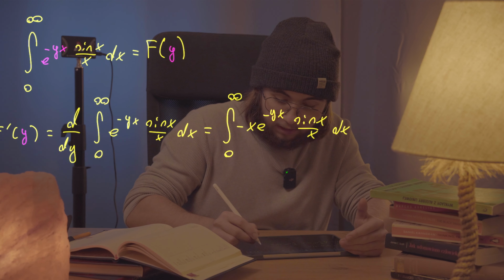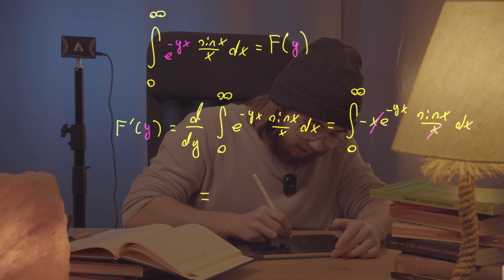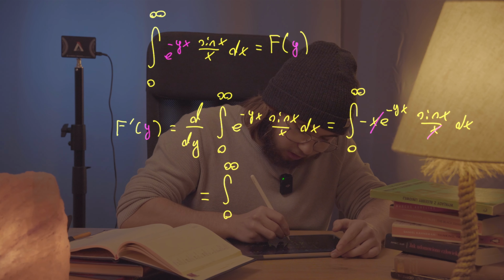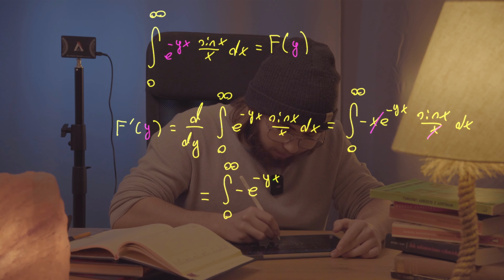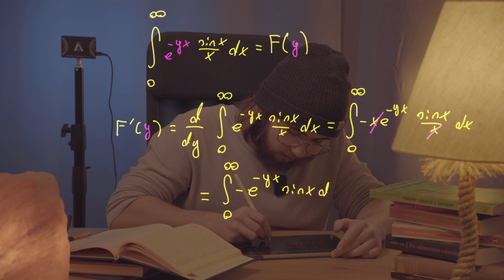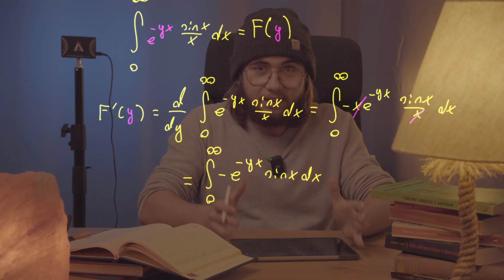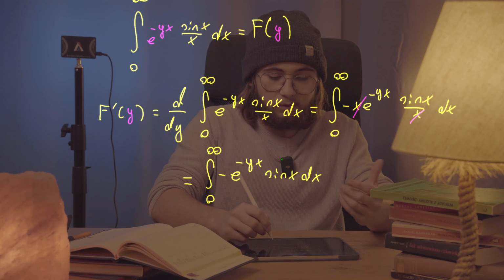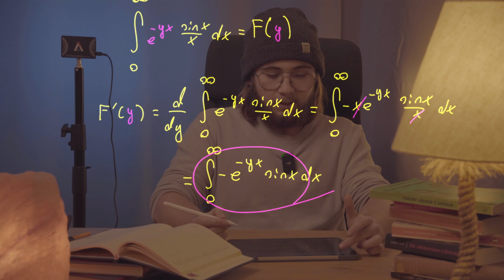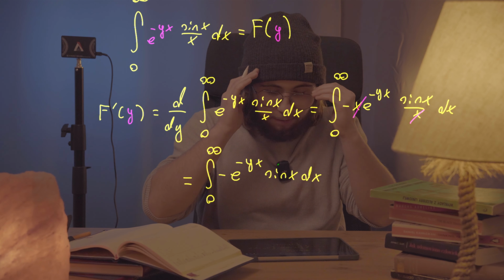As you can see, those x's nicely cancel each other out, and so the derivative of our f of y is just the integral of negative e to the negative yx sine of x dx. The nice thing is that we just got rid of that 1 over x from the integral. Now we are absolutely able to integrate this thing. Why does it solve our problem in the first place?